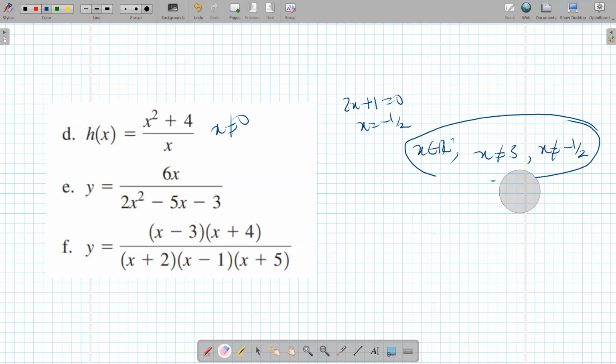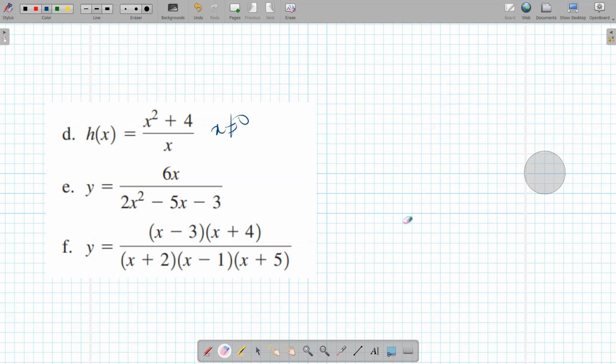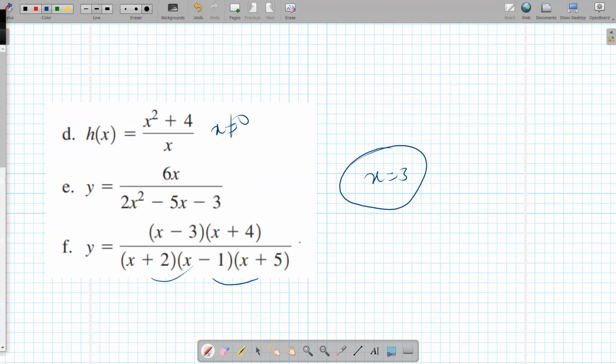They've already factored it for us. Can you tell me what x can't be? Just going to look at the denominators. Can x be 3? Yes. You usually don't look at the numerators. We don't really care about the numerators.